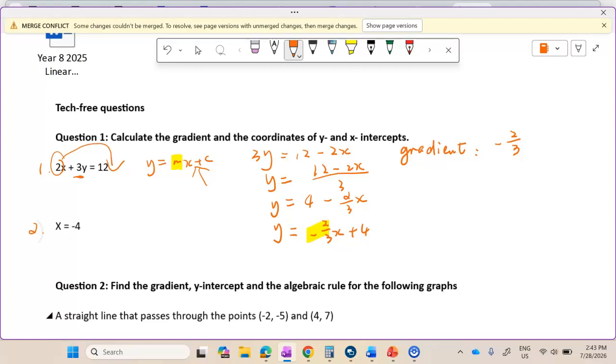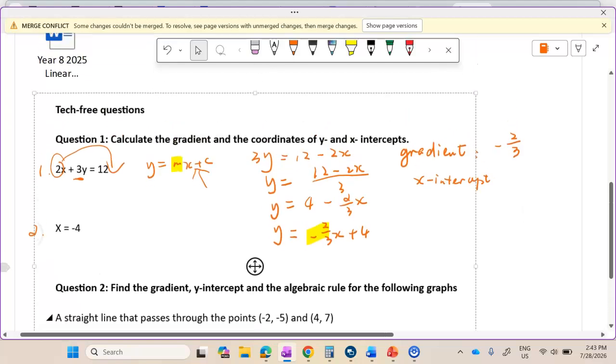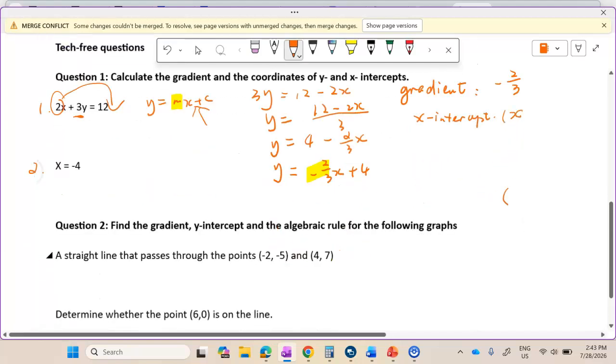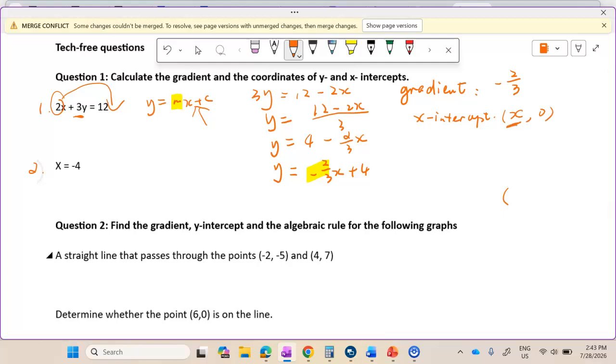Okay, and then let's find the coordinates of y and x-intercept. The x-intercept is the x value when y is 0. Okay, so we need to find what x is by substituting y with 0. So we can go 0 equals, and we will solve for x.